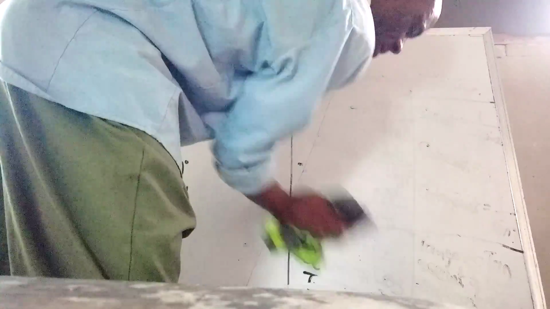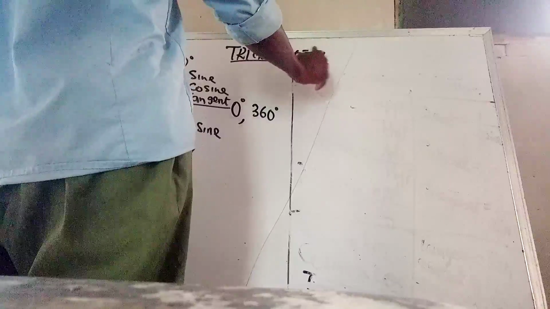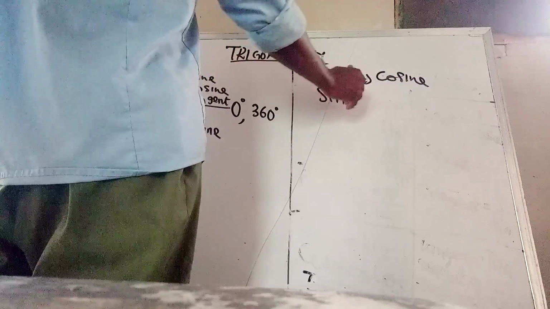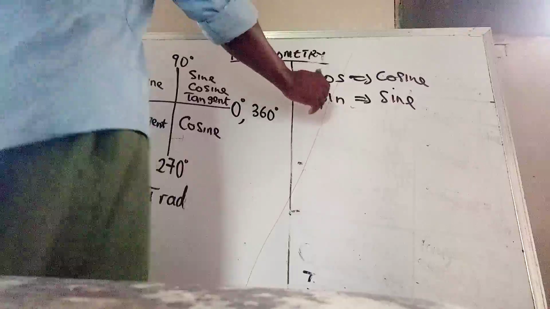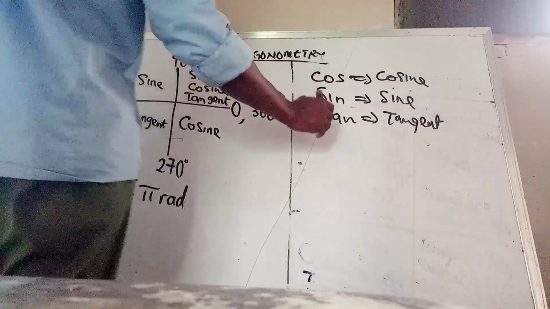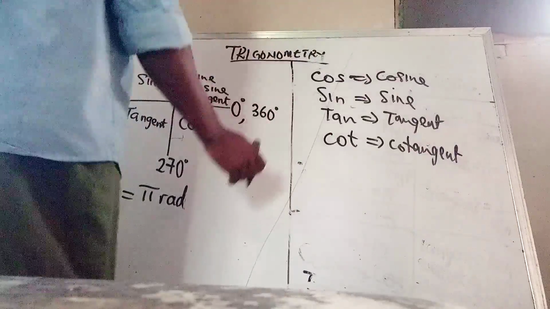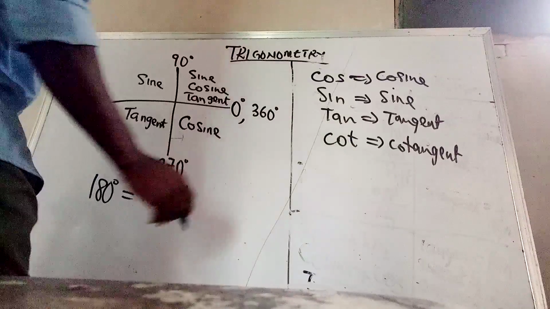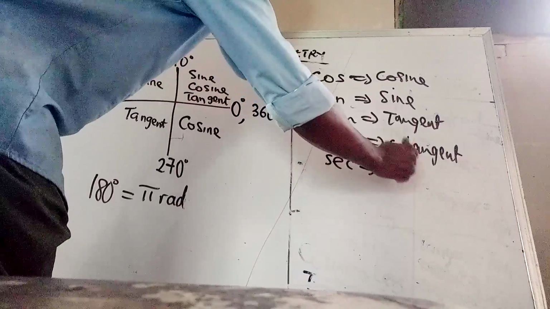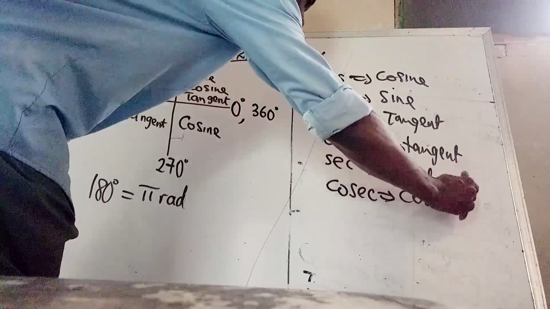I would like to rewrite up here so that you can see everything in detail. When you say cos, it means cosine. When you say sin, it means sine. When you say tan, it means tangent. When you say cot, it means cotangent. When you say sec, it means secant. And when you say cosec, it means cosecant. Please take note of all this.